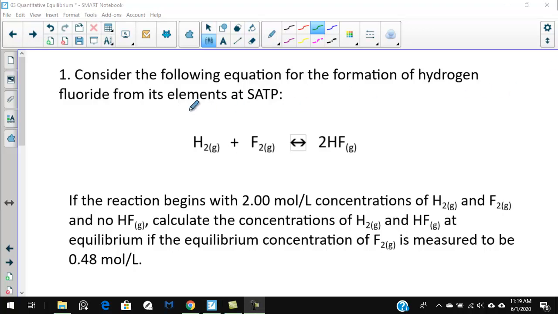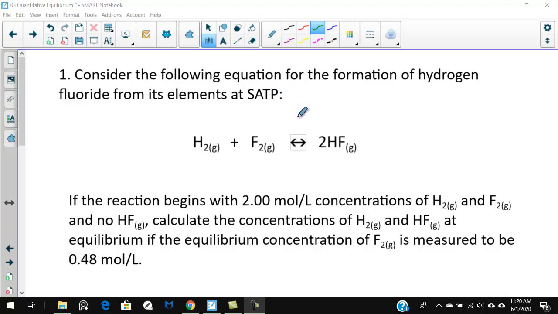This first question is very characteristic of what you were trying to answer in section 7.1. You'll be given information about the reaction. This one says, consider the following equation for the formation of hydrogen fluoride from its elements at SATP. Equilibriums are established at a certain temperature and pressure. SATP just means standard ambient temperature and pressure.